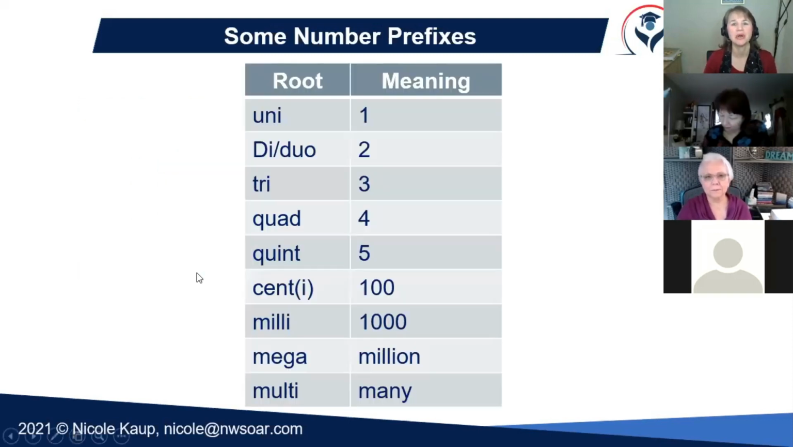Okay. So here are some common prefixes. We have a lot of prefixes referring to numbers, and there are many more than this. I just gave you a sample right here, but you'll find there are others as well. Una refers to one. Die or duo is two. Tri is 3, quad is 4, quint is 5, and then there are obviously more, 6, 7, 8, they all have theirs as well. Cent or centa is 100, milla is 1,000, mega is 1,000,000, and multi is many.